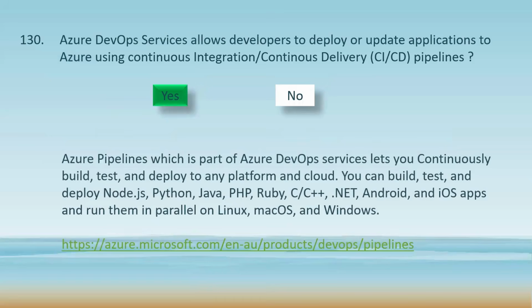Azure Pipelines, which is a part of Azure DevOps service, lets you continuously build, test, and deploy to any platform and cloud. You can build, test, and deploy Node.js, Python, Java, PHP, .NET, Android, or even iOS apps and run them in parallel on Linux, Mac OS, and Windows operating system.